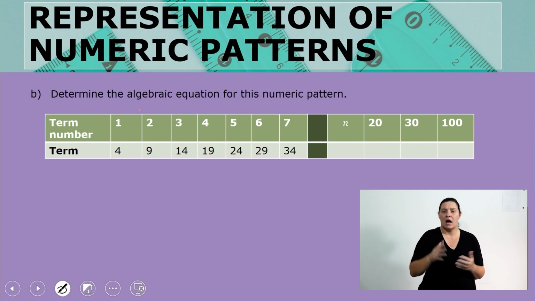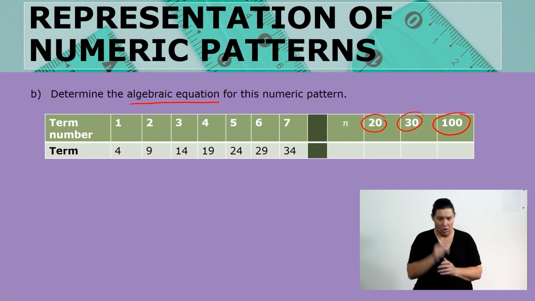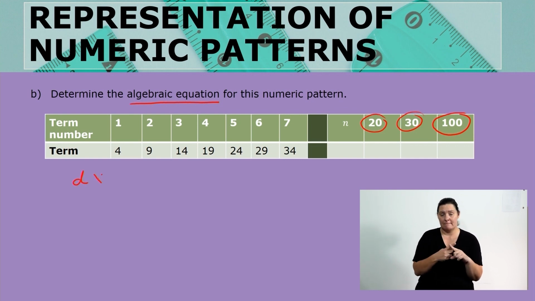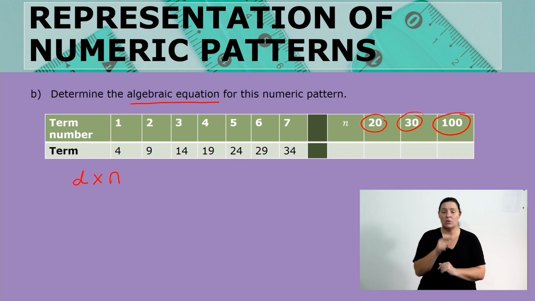But now what is the algebraic equation? Because when we have big numbers like the 20th term, the 30th term, the 100th term, then we need a formula to represent these. Do you remember how we are going to find the formula? We said we are going to take the constant difference. We are going to multiply it by the term number, which we use n to represent. And then we are going to see what we must add or subtract so that we can get to the first number. So let's do it.